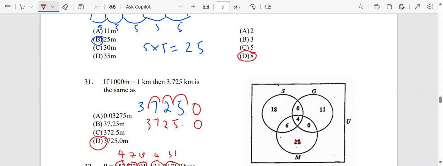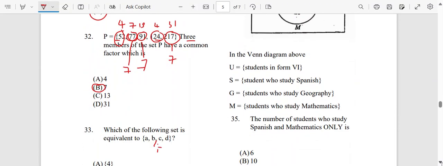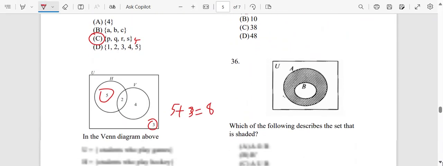So it cannot be 20. 18 is just science, right? So we don't have anything to do with over there. So the only one is 6 right there, because they both study mathematics as well as science. Spanish. So 6 is the correct one right there.